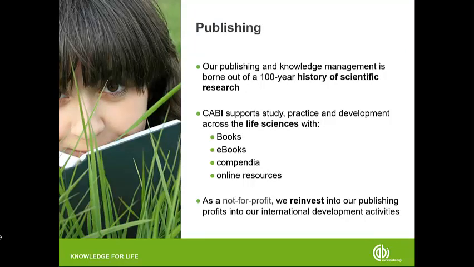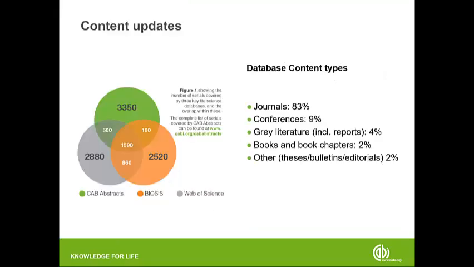In publishing, we do have a lot of variety of content: books, e-books, compendium, and online resources. I'm just showing you this, but via Research4Life, you have mainly access to a certain number of books and a certain number of journals. As you can see here, 83% of our content is already journals. We have some conference proceedings and grey literature, also books and other content like thesis and bulletins.